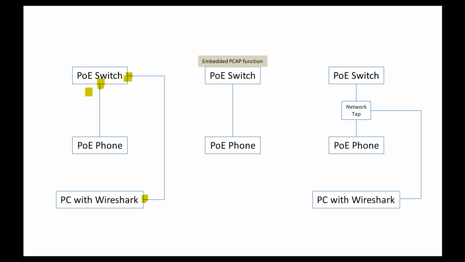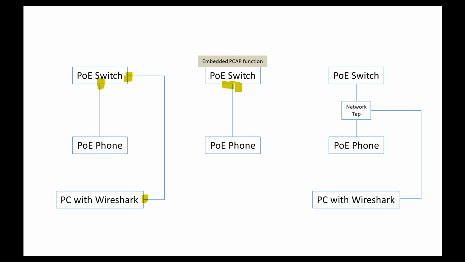The middle example is where the switch has an embedded PCAP function. If the switch offers an embedded PCAP function, leverage it. And again, do you see transmitted CDP and/or LDP packets to the phone? That's something you'd want to evaluate, to see if there's any limitation with the embedded PCAP function.